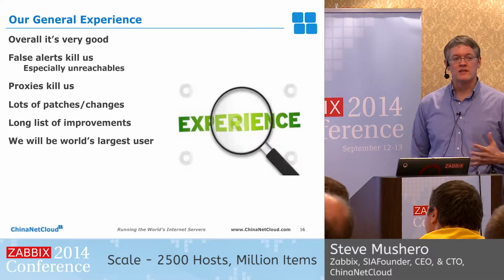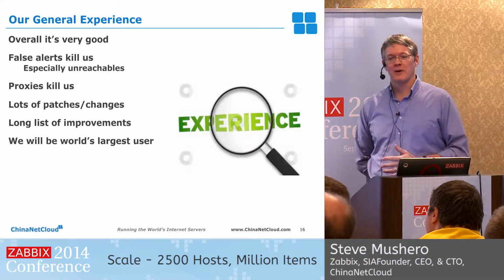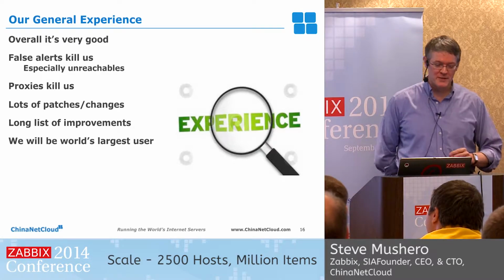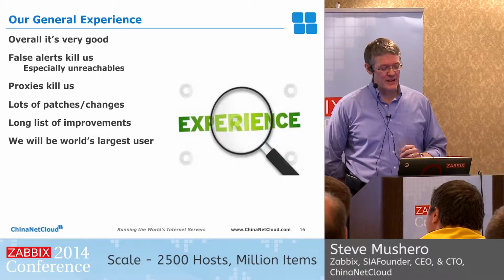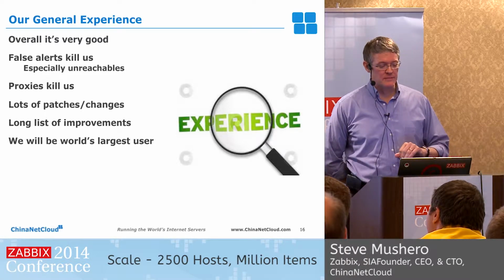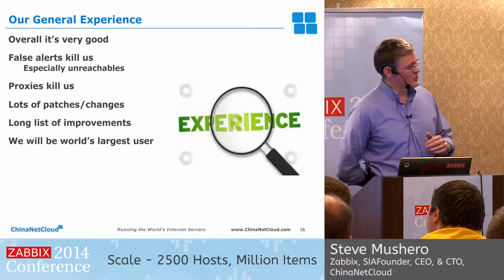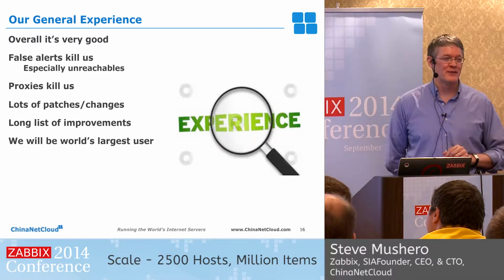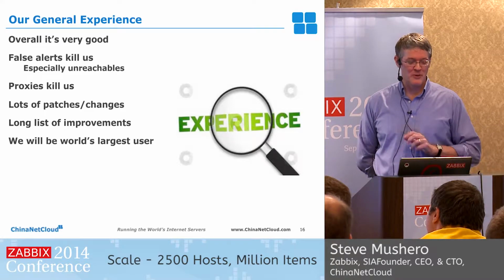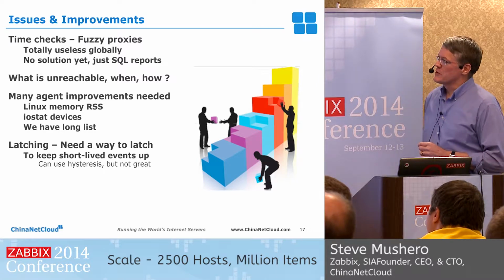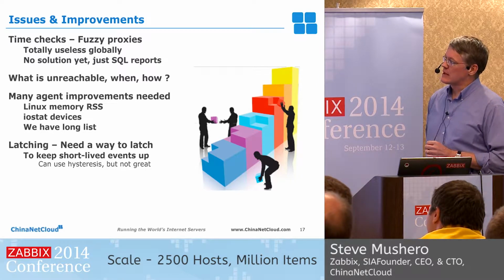I mean, Zabbix runs our business, and so we are incredibly dependent upon it. We have lots of little frustrations and lots of lists of improvements. It's actually quite long. And a lot of things. Proxies, I'm going to talk about, kill us. False alerts kill us, and other things. And I'm not sure we're going to be the world's biggest user anytime soon, but I think so. By the end of next year or the year after, I think we'll be probably the world's largest user, at least by some metric. So some issues and improvement areas that we want to tackle.